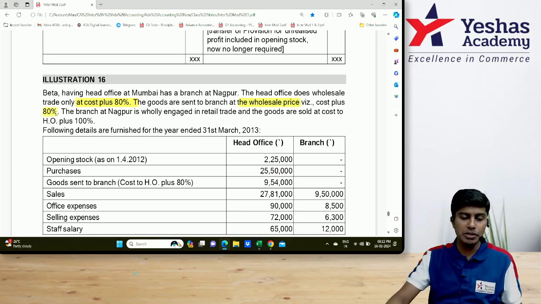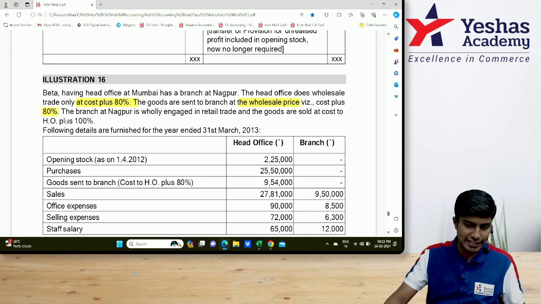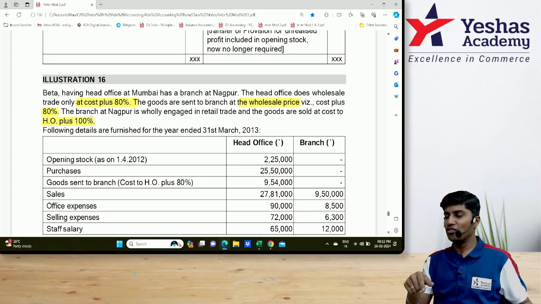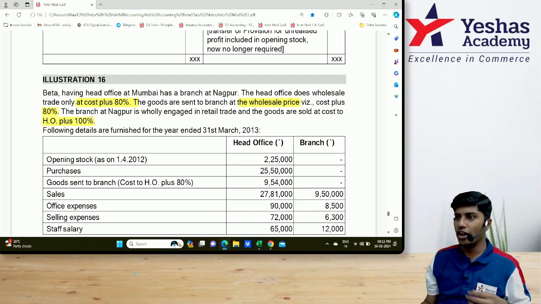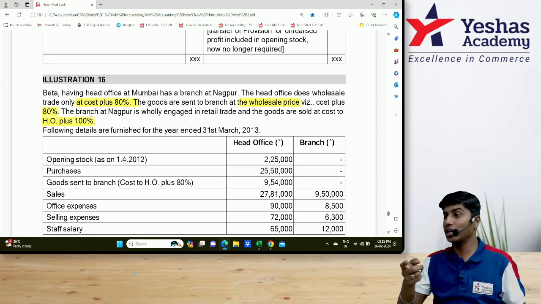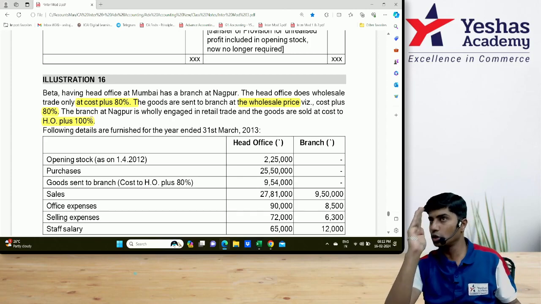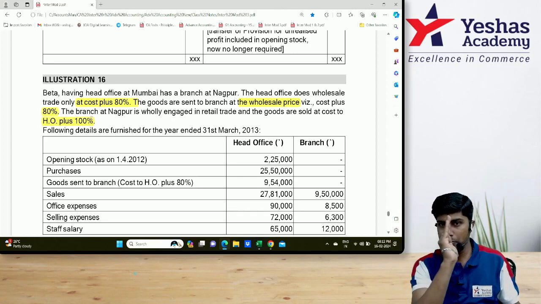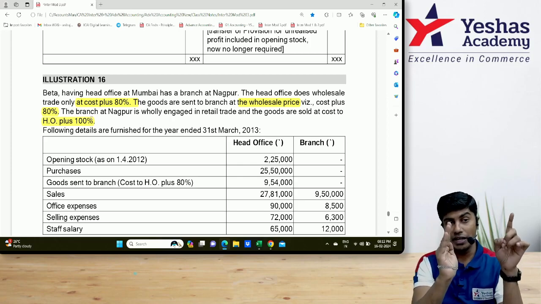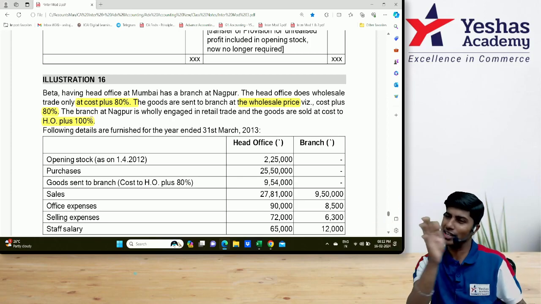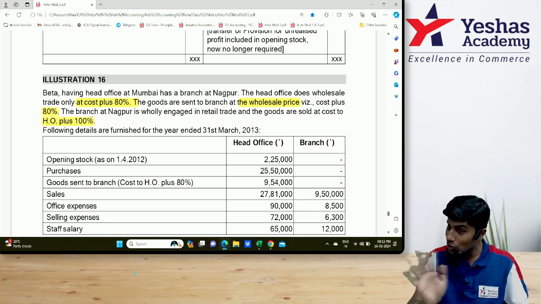Cost plus 80%. The branch at Nagpur is wholly engaged in retail trade and the goods are sold at cost of HO plus 100%. If they had said cost of branch plus 100, we would have done 180 plus 180. It is 100 cost to head office plus 100%, that is 200. So cost to head office 100, wholesale price plus 80% is 180, retail price 100 plus 100% is 200. Like cost 100, invoice price 180, selling price 200, but not exactly like that.